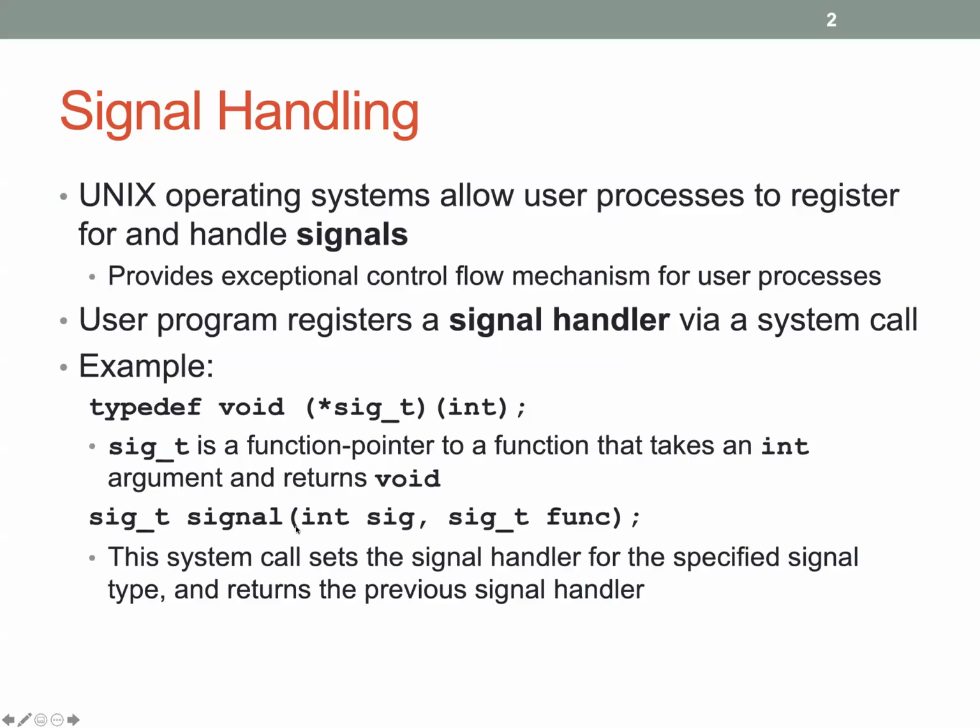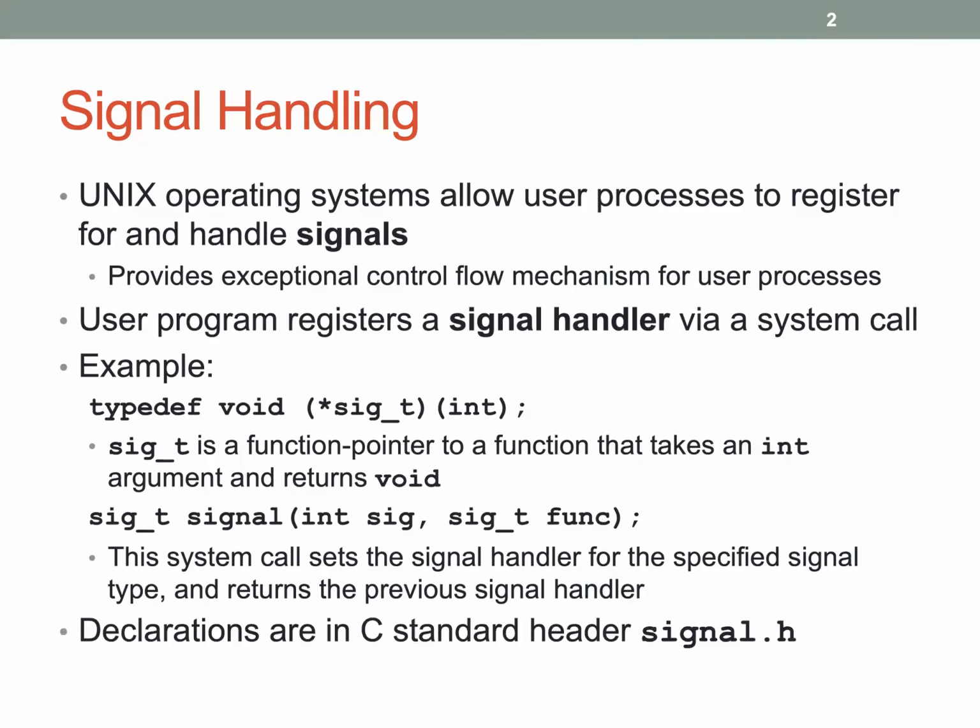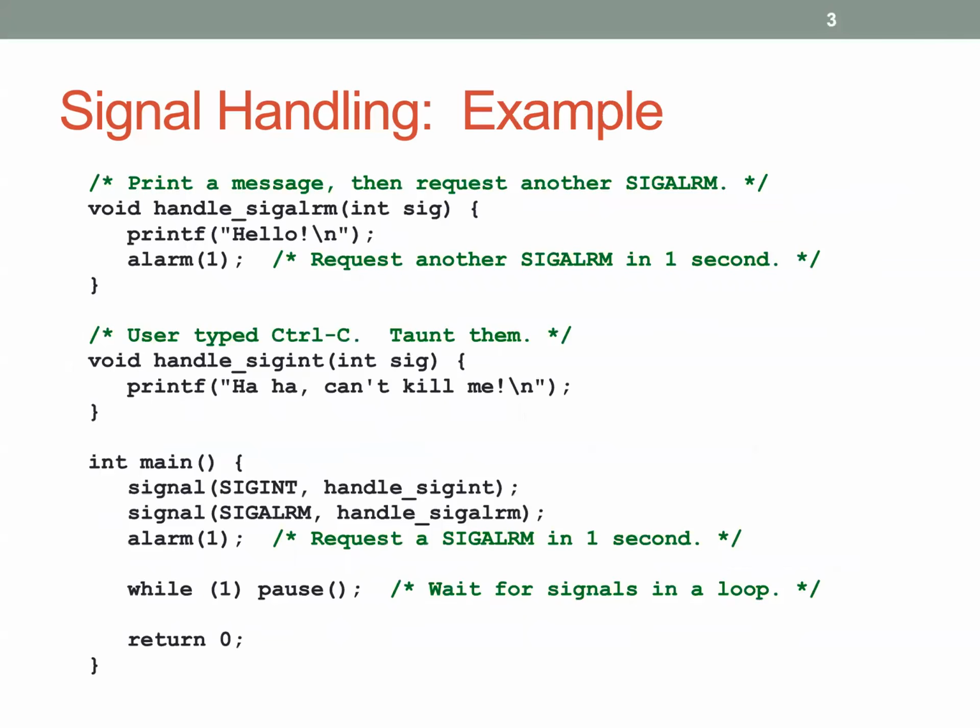And so there's this function here, signal, where you say, this is the kind of signal I want to handle, and this is the function I want you to call when the signal occurs. And so that is a system call, and it tells the kernel to register that handler for when that signal is sent to that particular process. Okay, and yeah, you can look in signal.h. This is a standard header for this kind of functionality.